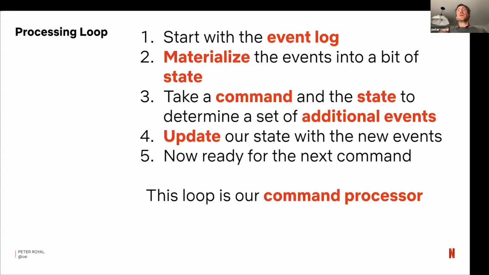This lets us build a very nice processing loop. We can start with our event log. We can materialize all of those events into a bit of state. We take a command, we take that state, and we can check to see whether or not we can generate a set of events from that. If we can, according to our rules, we can update our state with those new events, and now we're ready for the next command. And I've called this loop the command processor. It can exist on its own outside of any wiring to the outside world. But I find that wiring it to the outside world in a reactive sense becomes useful.